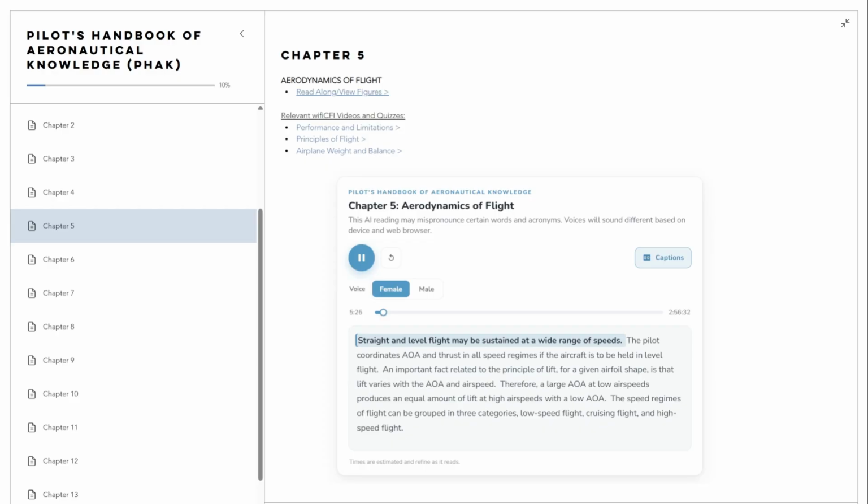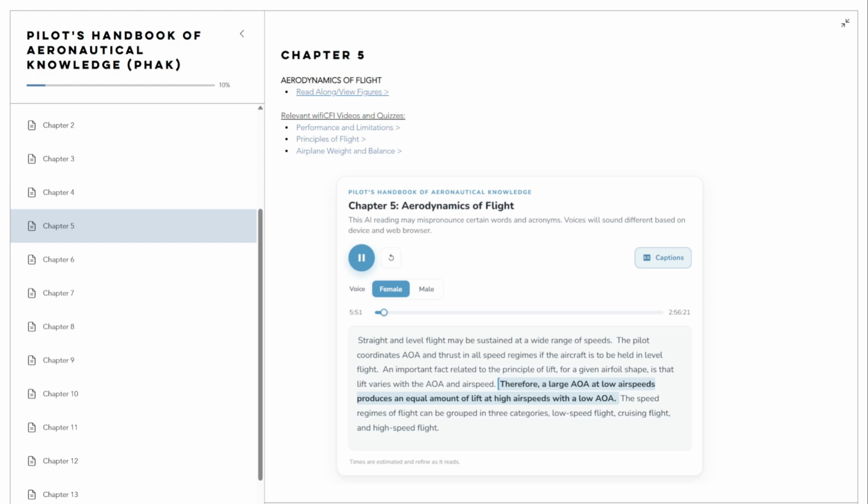Straight and level flight may be sustained at a wide range of speeds. The pilot coordinates AOA and thrust in all speed regimes if the aircraft is to be held in level flight. An important fact related to the principle of lift, for a given airfoil shape, is that lift varies with the AOA and airspeed. Therefore, a large AOA at low airspeeds produces an equal amount of lift at high airspeeds with a low AOA.